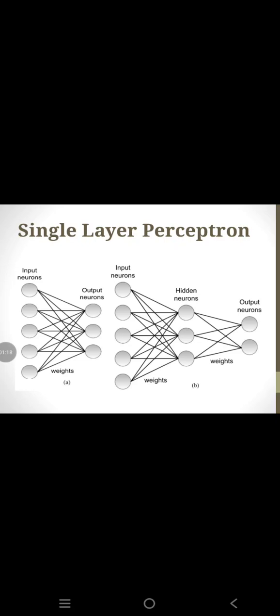So this is a single layer perceptron. A single layer perceptron has no hidden layer. It can only solve linear problems. That is input layer and output layer, no hidden layer. Only one layer of weights, simple but limited.